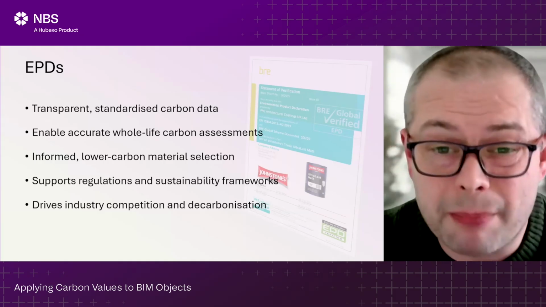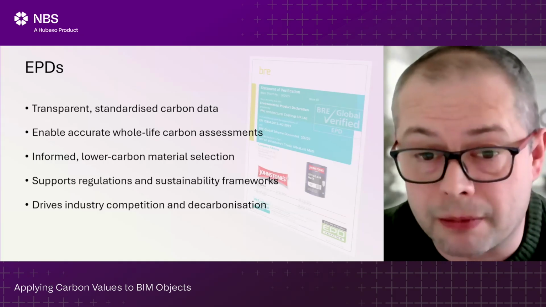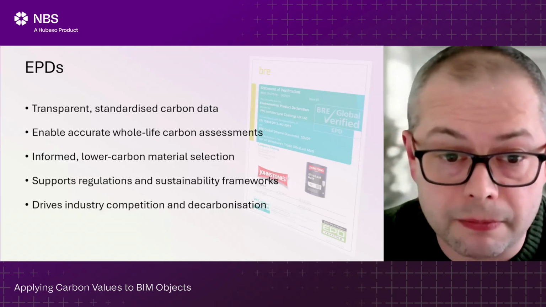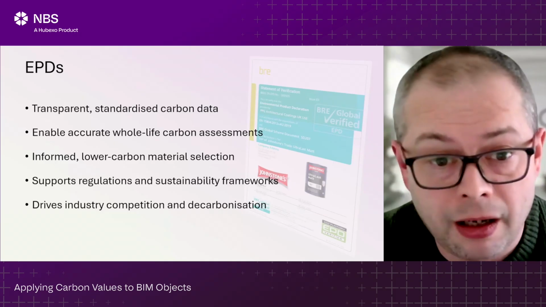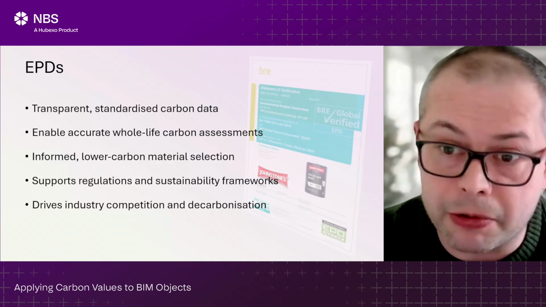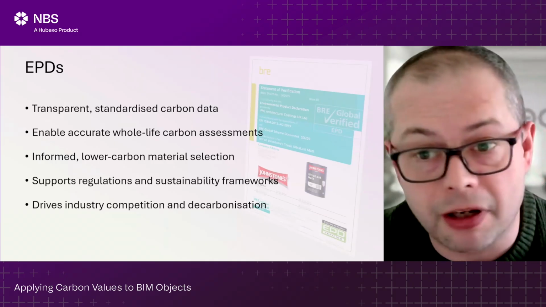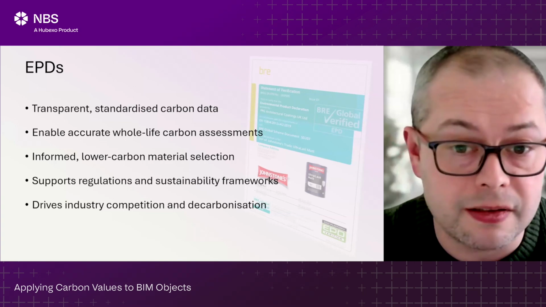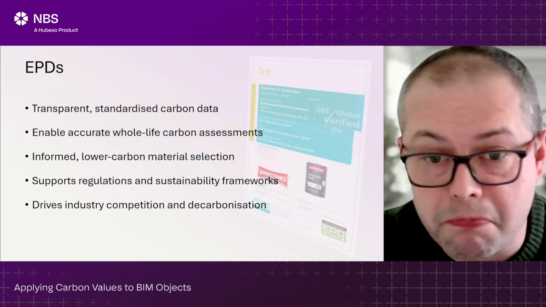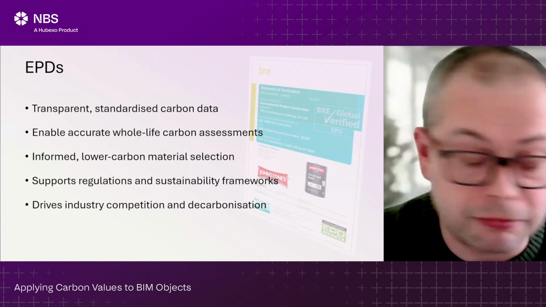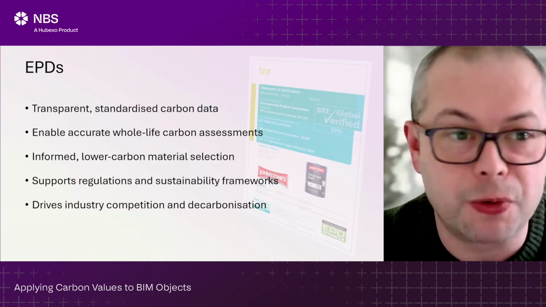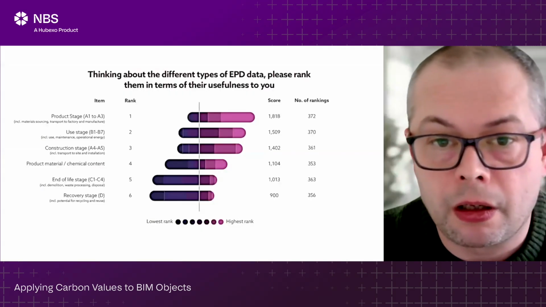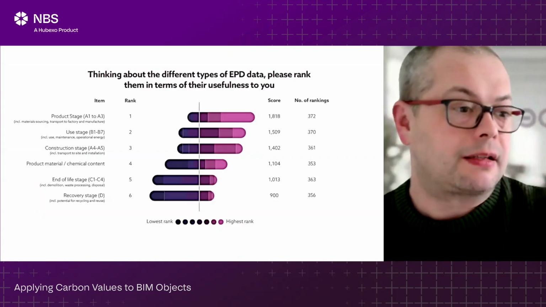NBS Source has a wealth of EPDs in terms of things that we have listed on the NBS Source website. In the background, there's an image there from our sponsor, Johnstone's Paint, that have a number of EPDs for their coatings, but they're available for a multitude of different materials, from carpet tiles right through to insulation and everything else in between.